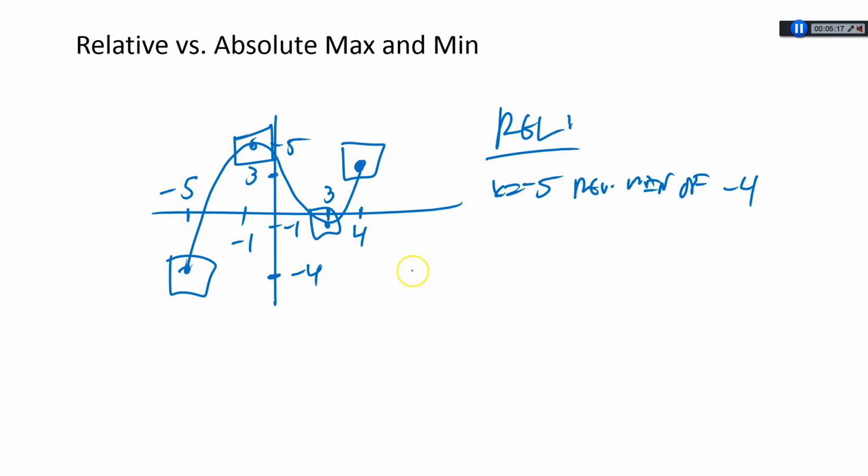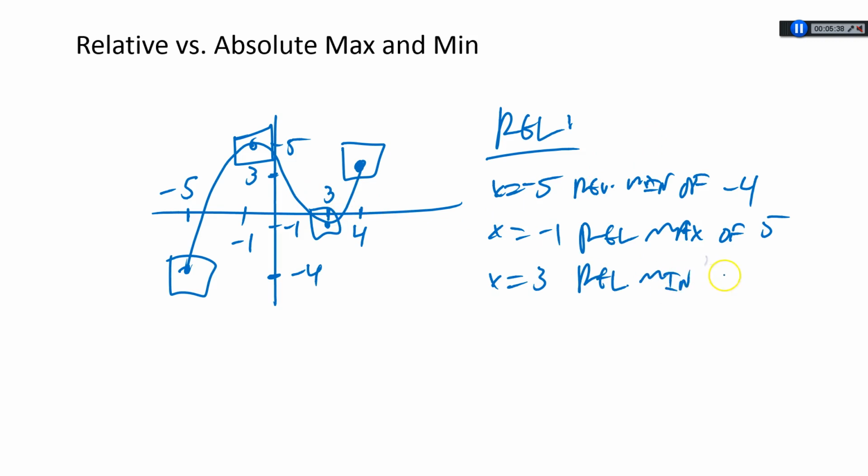The x-axis is like your roadmap. It tells you where to go to find out certain things. So x equals negative 1 in this case is a relative maximum. And it happens to be 5. X equals 3 is a relative minimum. And that happens at y equals negative 1. And x equals 4 is a relative maximum of 3.